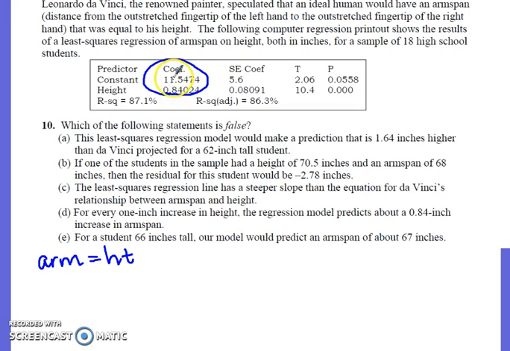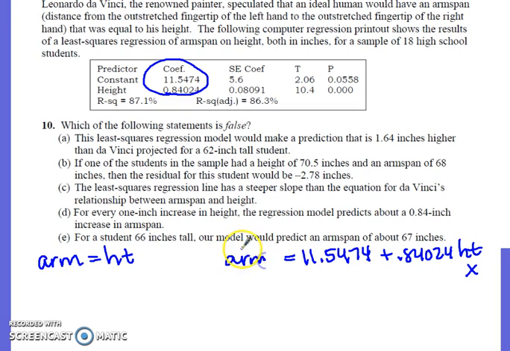So this is saying the constant is 11.5474, so that's my y-intercept. The coefficient of height is 0.84024, and that goes in front of height, and it's positive. So height is my x, then my arm span must be my y, because this has got to be the number in front of x. It is the least squares regression of arm span on height. So there's height, so y must be my arm span.